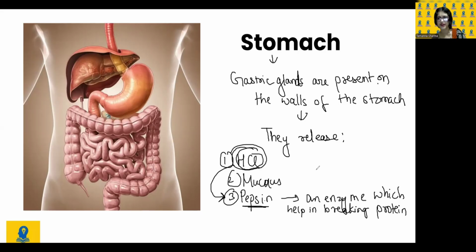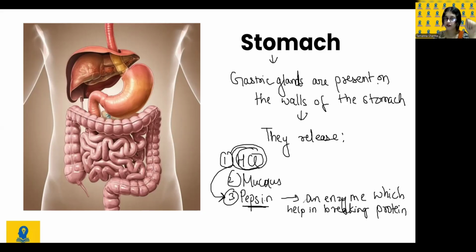It might seem a little difficult, so I'll give you one more recap. First of all, HCl helps in breaking down bigger particles into smaller ones and kills germs. It makes the stomach acidic, and this acidic environment will help the protein to be broken down into simple molecules by the enzyme pepsin. And mucus will protect the lining of the stomach. Okay. With that, we are done with the stomach.